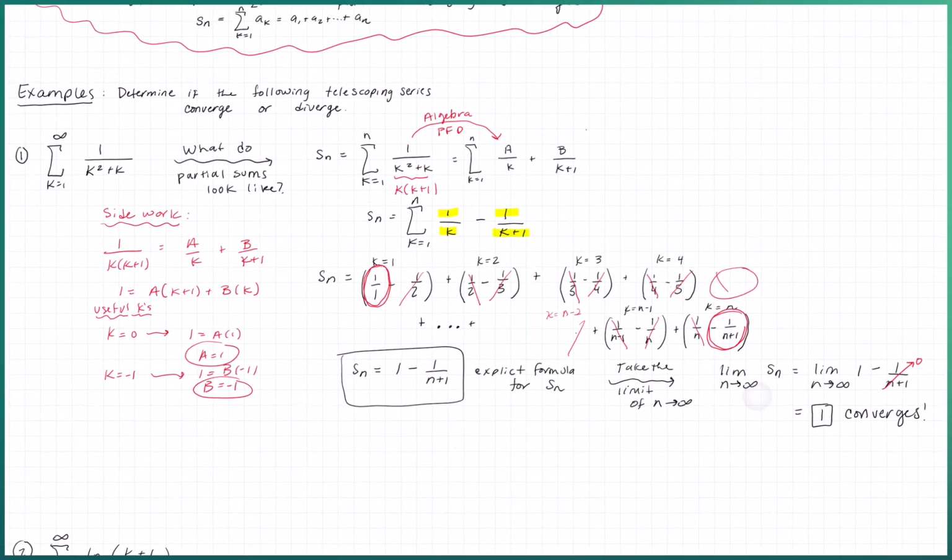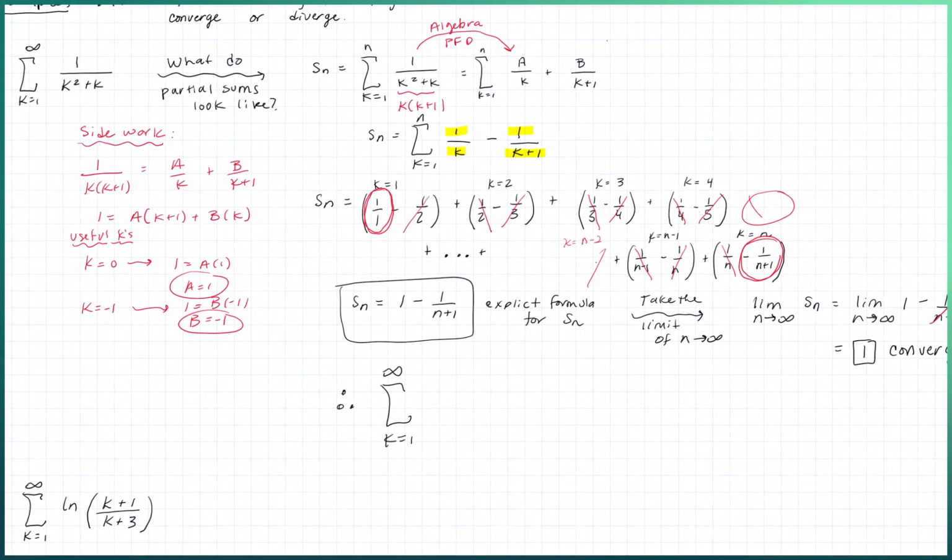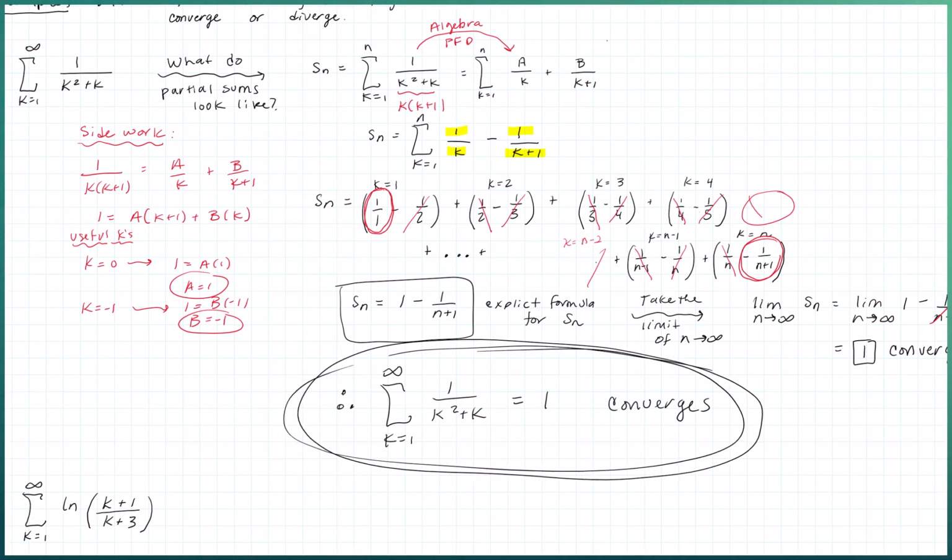I'm trying to get it all on the screen right here. It definitely converges to 1. So therefore, the series from k equals 1 to infinity of 1 over k squared plus k is actually equal to 1. It converges. That has a finite sum. That infinite series right there converges down to just 1.